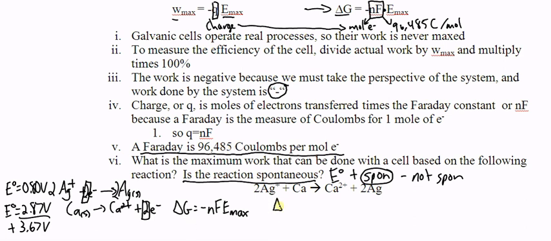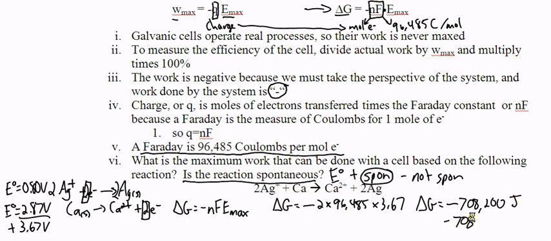And so delta G is going to equal negative 2 times 96,485 times 3.67. And so as a result, delta G is going to equal negative 708,200 joules. So a couple things. I did do a little bit of rounding there in order to get my numerical result. But another thing is, when you're calculating delta G based on standard cell potential, your unit is going to be in joules. And so if you need to, for example, if they were asking for a kilojoule answer, you're just going to have to make that adjustment on your own.